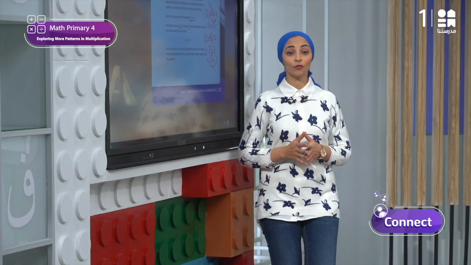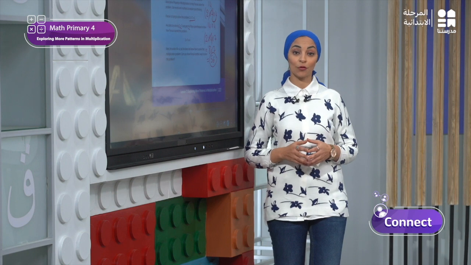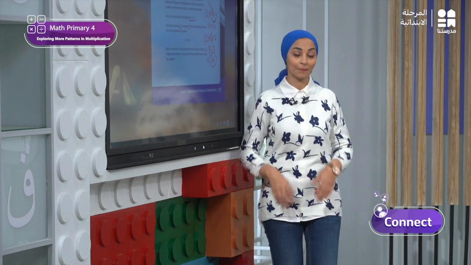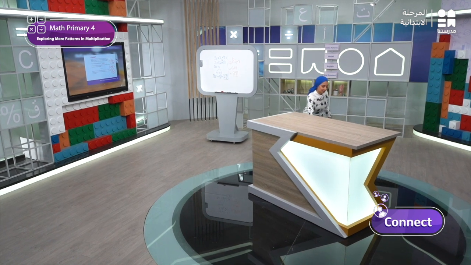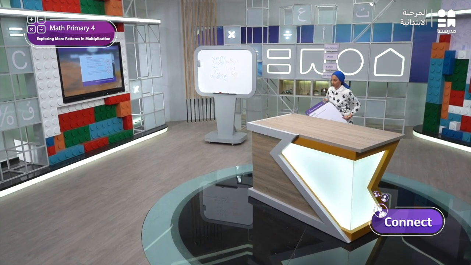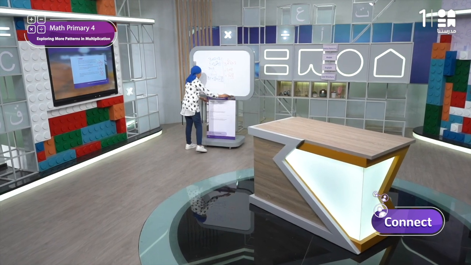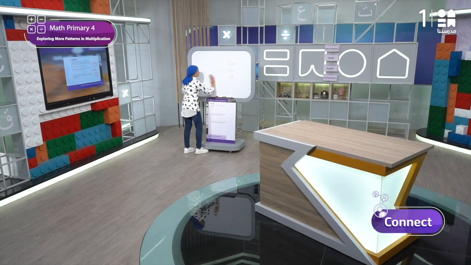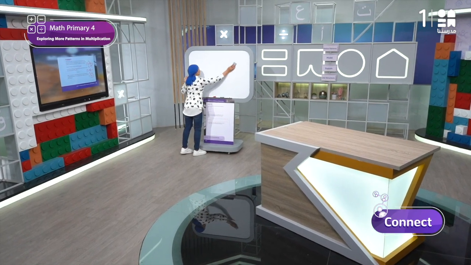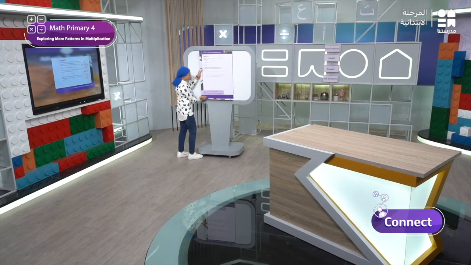And now we can move to the problems on page 224 in your school book. Let's see the practice part all together. And here's the practice chart. Let's solve it all together. Okay. Now here's page 224.